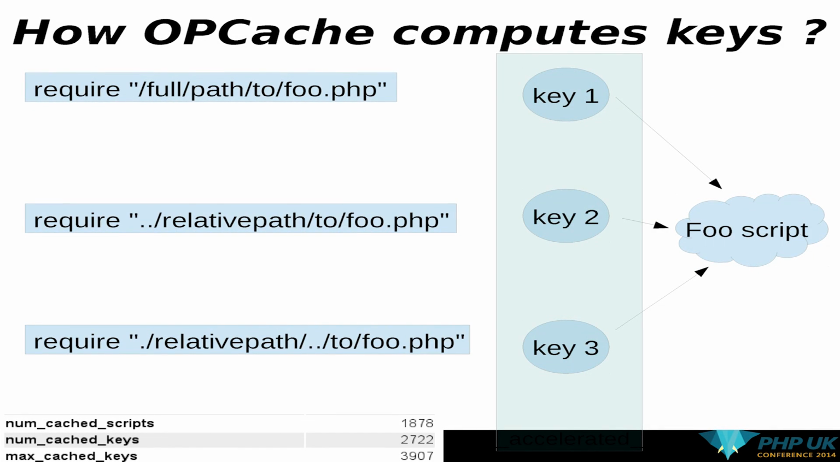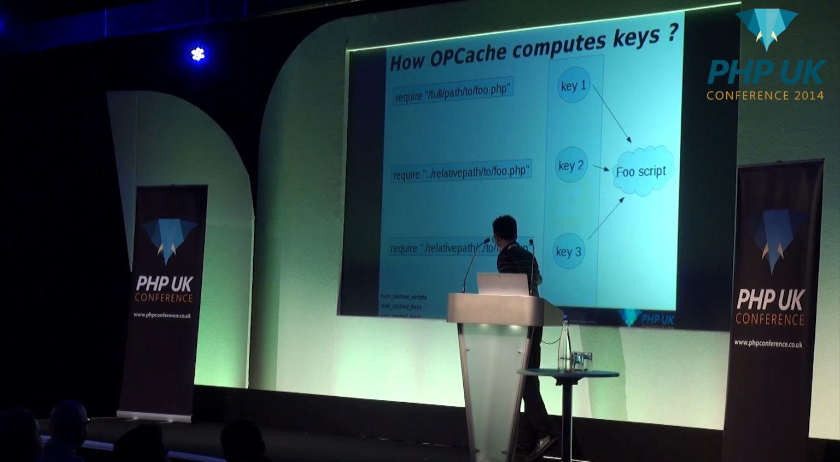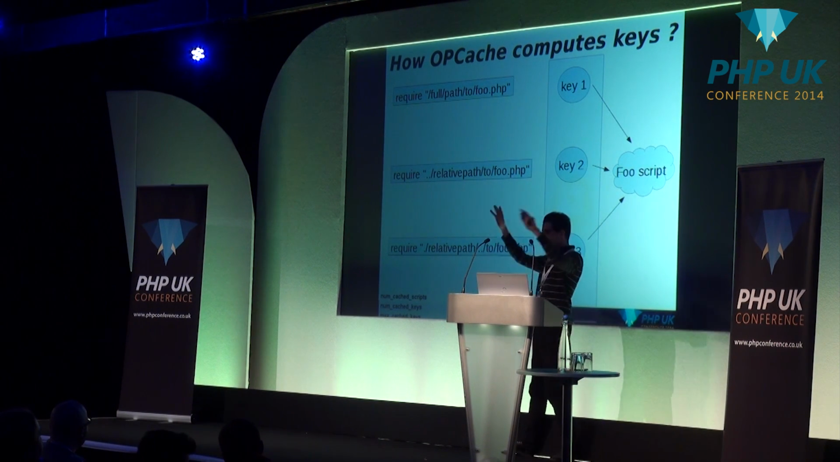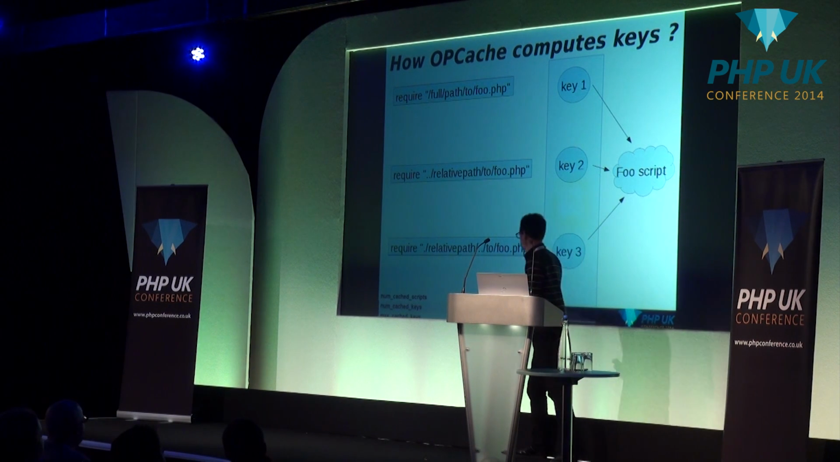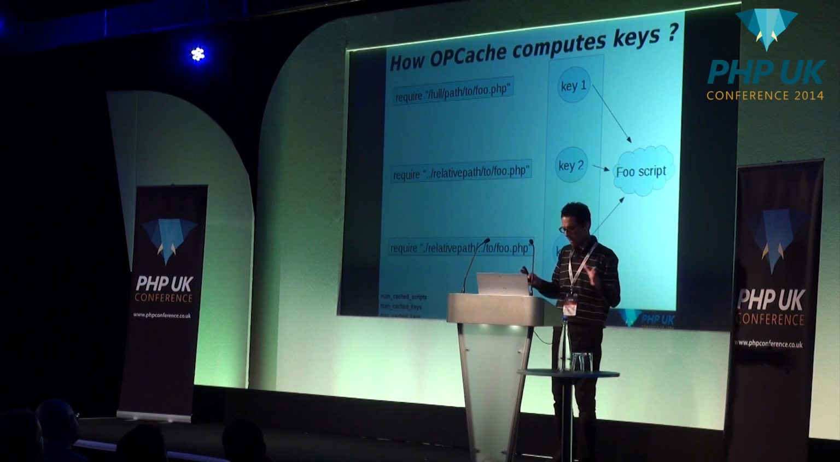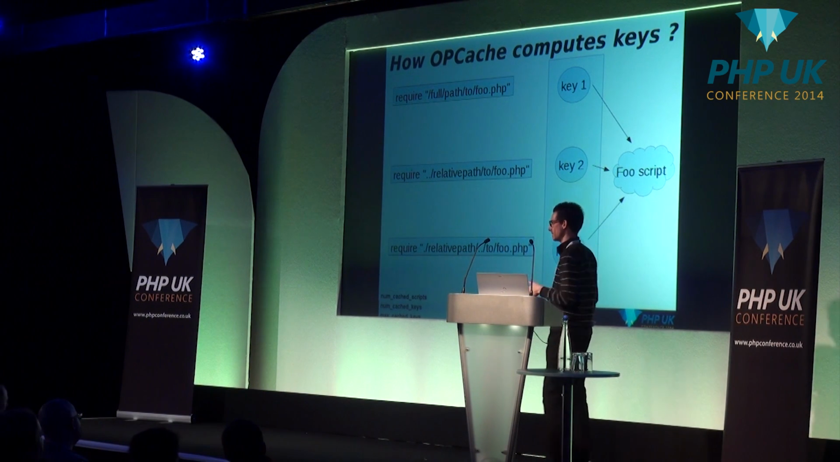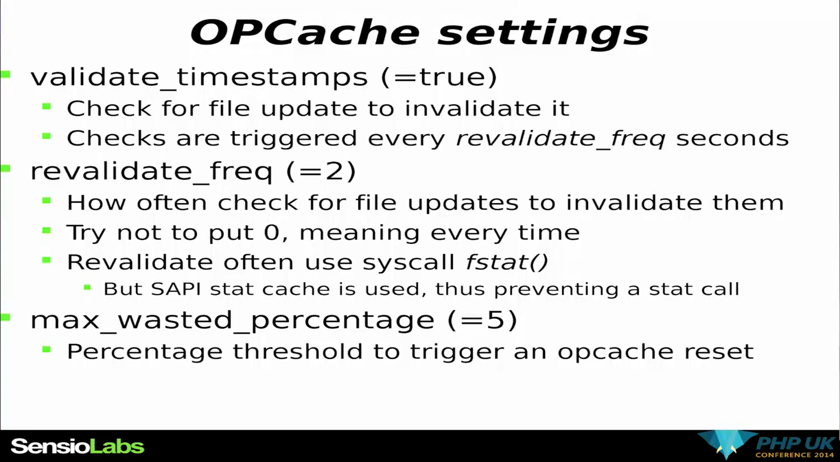The foo script actually will be stored once in the cache, but it will generate here 3 keys. So don't be mistaken between the number of cached scripts and the number of cached keys, which are all the different ways to access all the different cached scripts. And this is the cached keys, which is bounded, limited by the ini settings. So you have to take care about this, not to exhaust it.